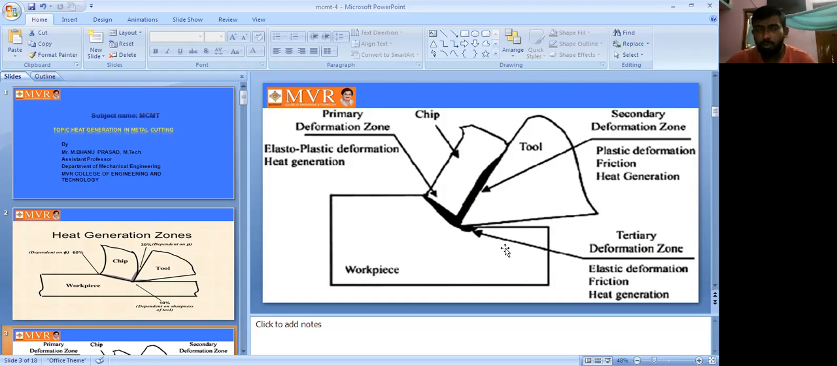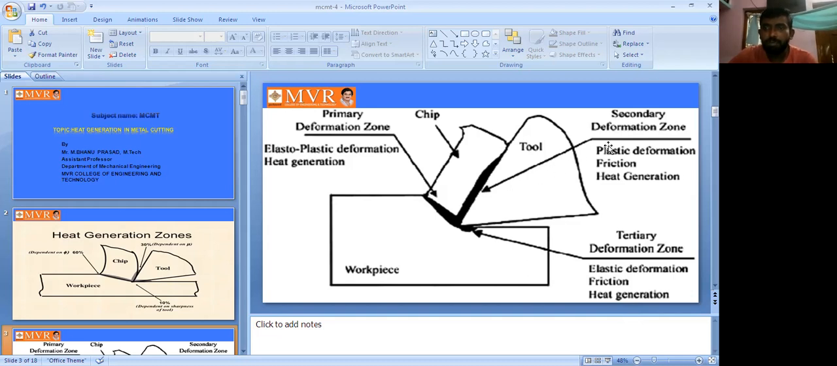10%, so the total here is 100: 60, 30, 10. This is the tertiary deformation zone. This 10% is not fixed. It depends on the sharpness of the tool. With the sharpness of the tool, the percentage will change here. So this workpiece is the elastic deformation friction heat generation. This one we can call the elastic deformation friction heat generation.